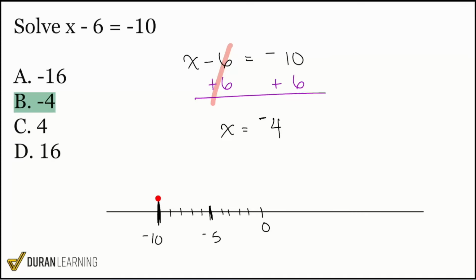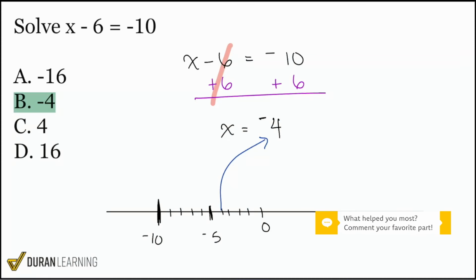So if you count with me, we're at negative 10. So here we go. We're going to count 6. 1, 2, 3, 4, 5, 6. And that will put us right here at negative 4. So hopefully that makes a little more sense when it comes to just trying to visualize how negatives work when it comes to addition and subtraction. But there we are, my party people. Now it's time to move forward to the next one.